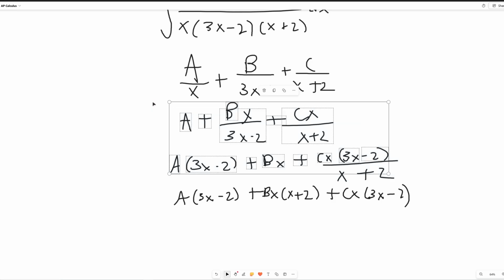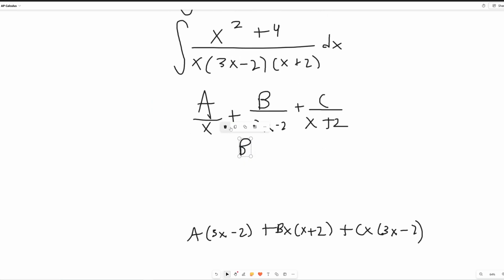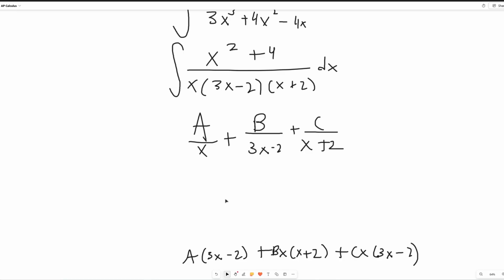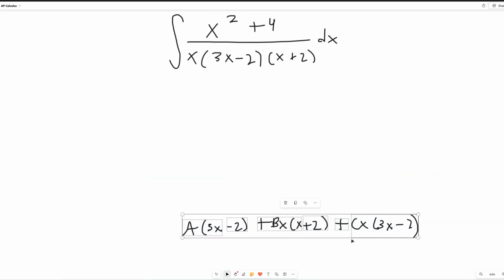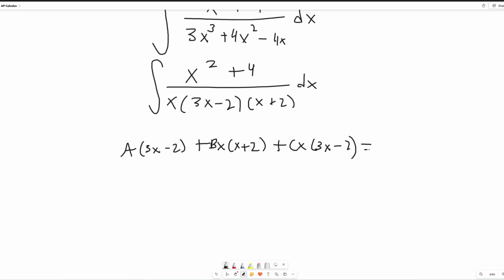So when you have something with these 3 denominators like this, you can actually just put these 2 denominators with the a, put these 2 with the c, and then put these 2 with the b. Does that make any sense? Or you can multiply it out like I just did. So now we have this equals x squared plus 4.